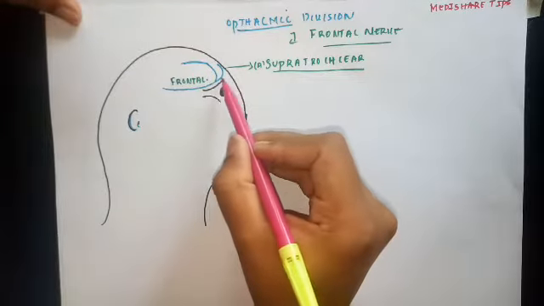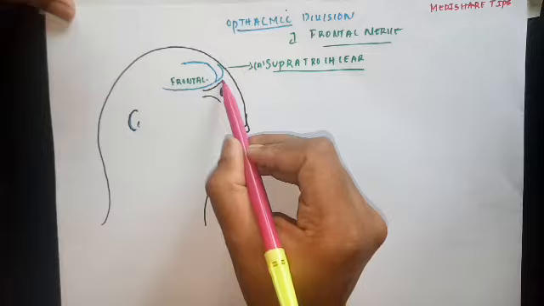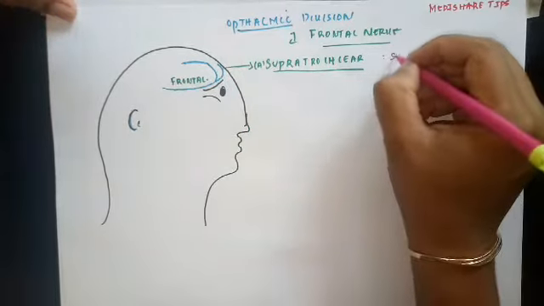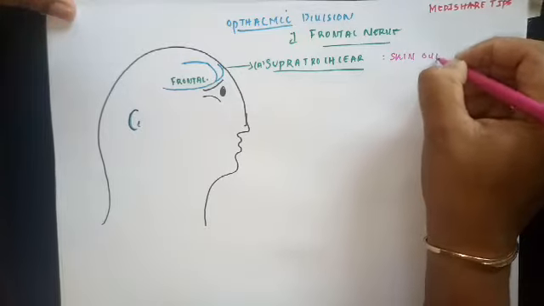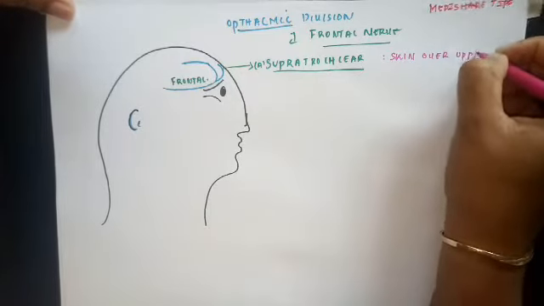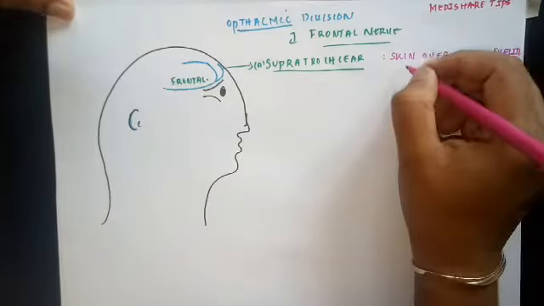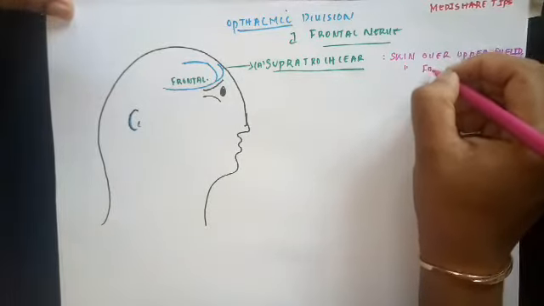The supratrochlear nerve will be supplying the skin over the upper lid and the skin over the lower forehead. So the supply is skin over the upper eyelid, skin over the lower forehead.